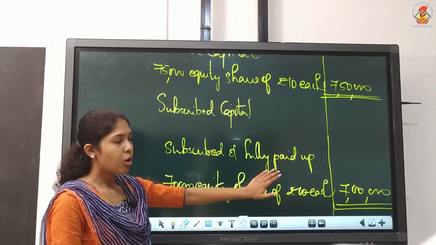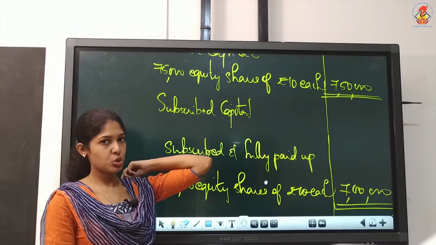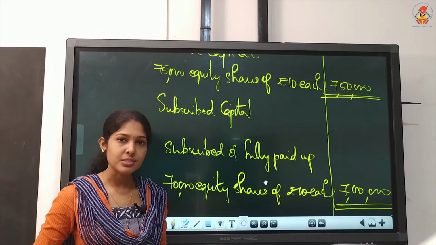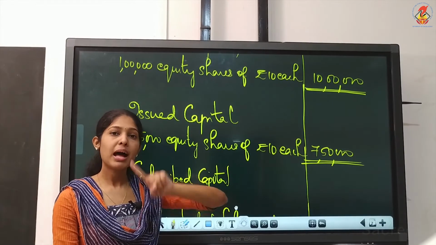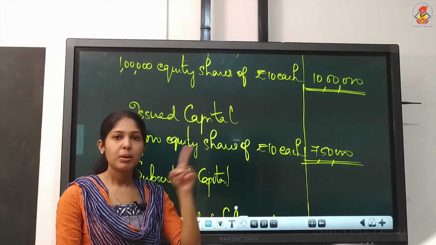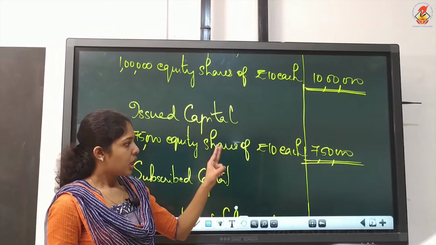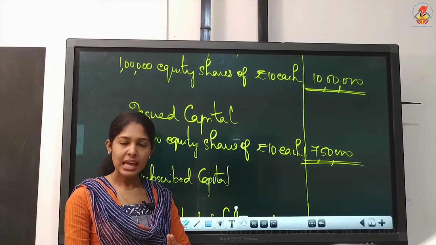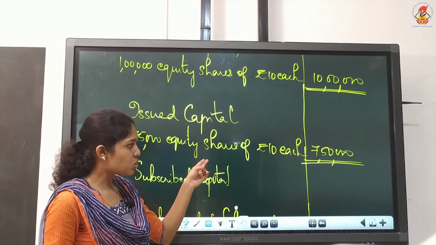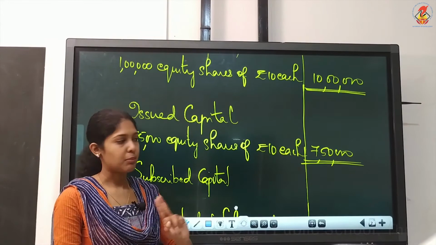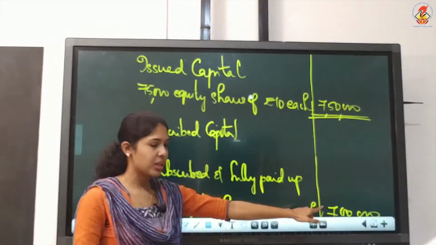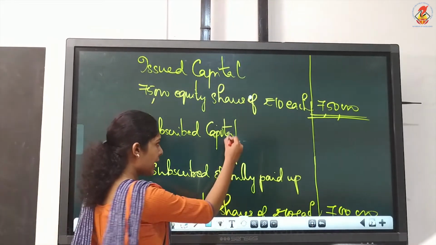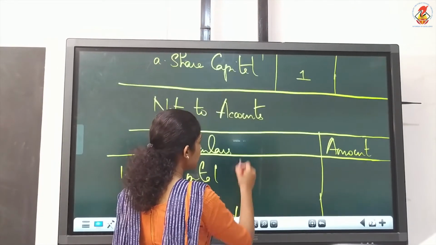So which amount do you have to take? Which one did the company actually receive? Did we receive this 10 lakhs? No, that is the maximum you can raise. But you didn't raise so much. Then, did we receive 7 lakh 50? No, you issued so much but they didn't subscribe. So what we got is only 7 lakhs. So only this figure will appear in your balance sheet now.